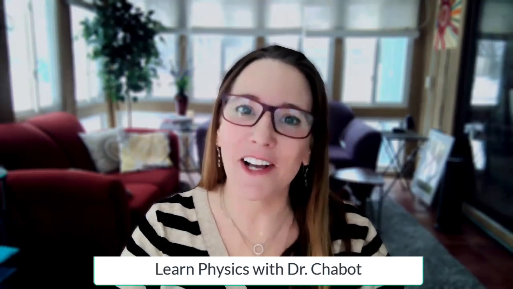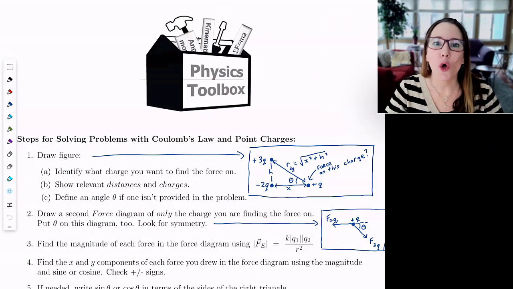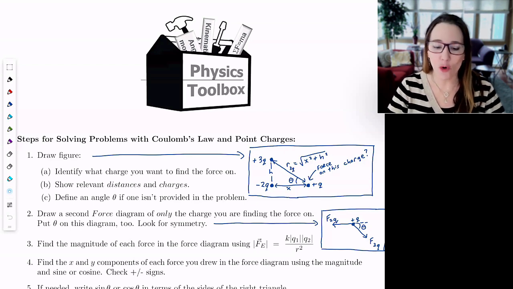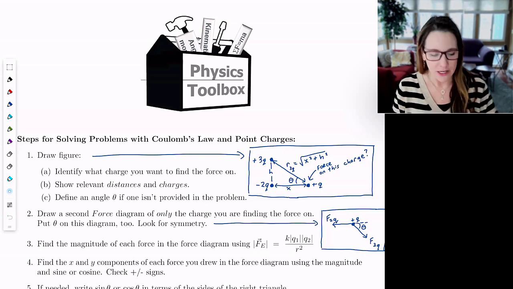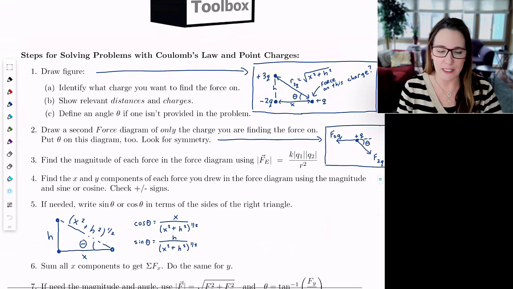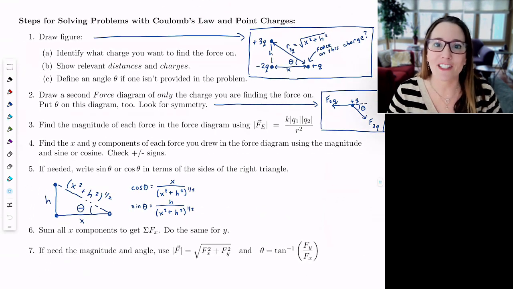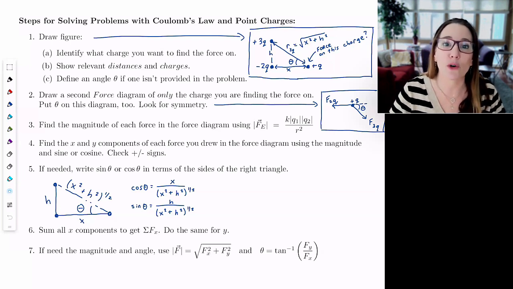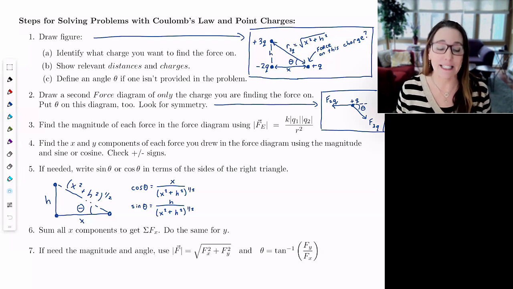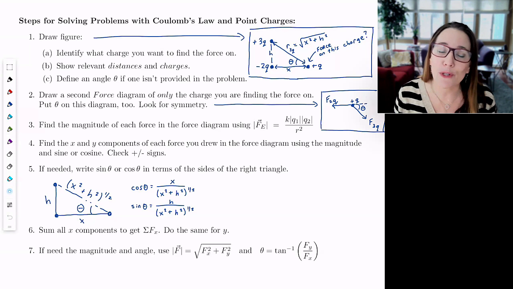Hi everybody, it's Dr. Chabot, and in this video we're going to solve a problem using Coulomb's law. In this course I have what I call the physics toolbox. Within this toolbox is the summary of all the main concepts, but it also has very specific problem solving steps along the way for some of the types of problems that we're going to encounter. This is the first of those, for solving problems with Coulomb's law.